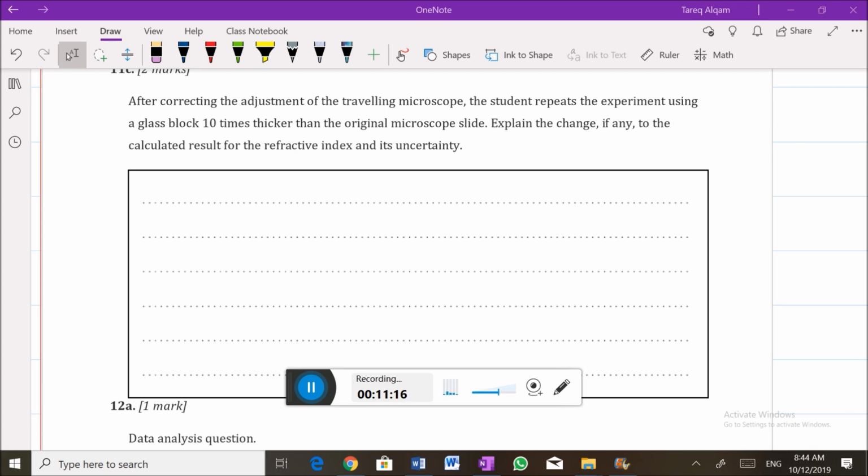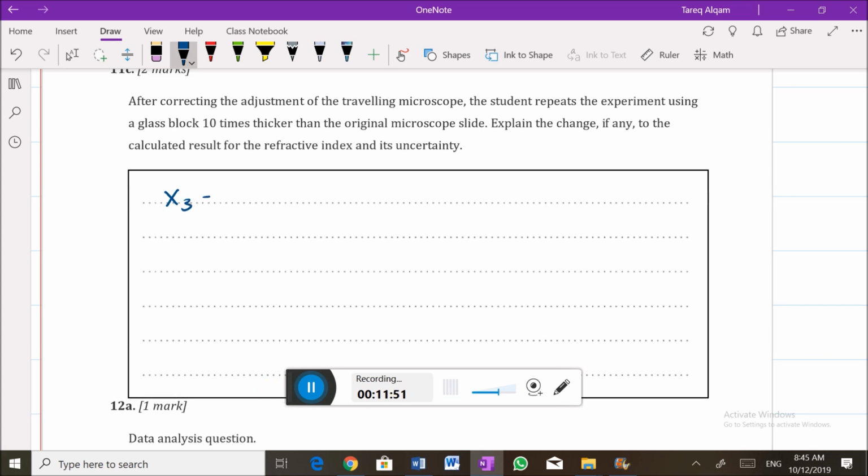If I measure the thickness for a single microscope slide, or for 10 times thicker, actually 10 times thicker will increase the measured value, but the absolute uncertainty stays the same, so the fractional uncertainty will be less.